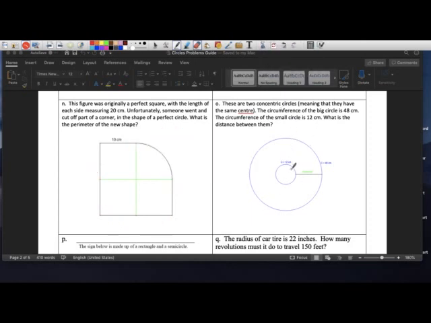So we want the distance between these two lines, the outer circle and the inner circle. So there's a radius here, right?